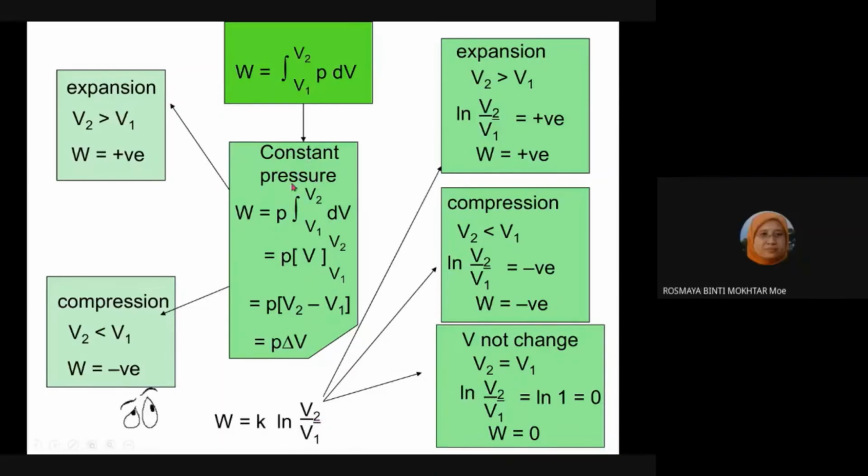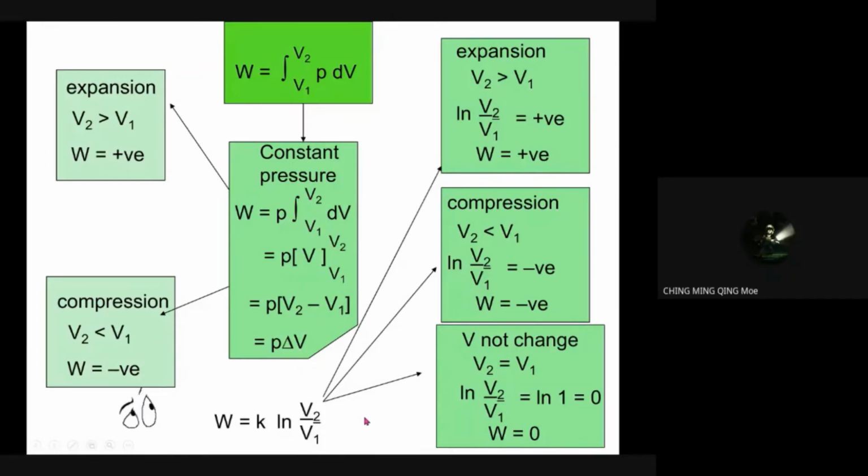For constant pressure, because from this is the general equation for work. So when we substitute the P into here, this P is constant, so we can bring to the front P. So that's why the P times delta V only. The equation, the work becomes P delta V.